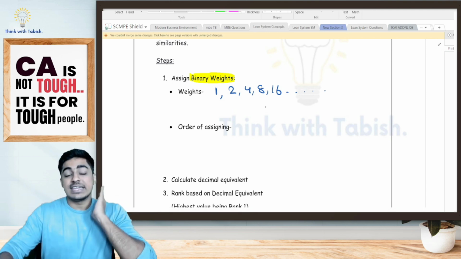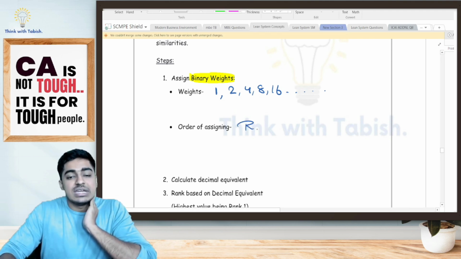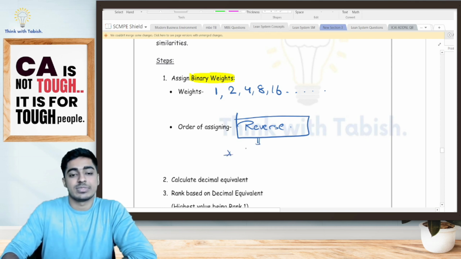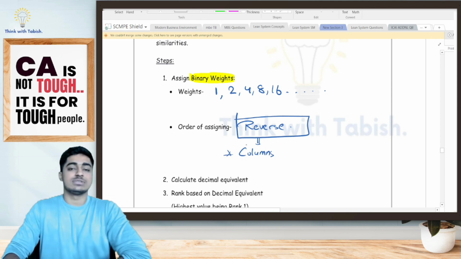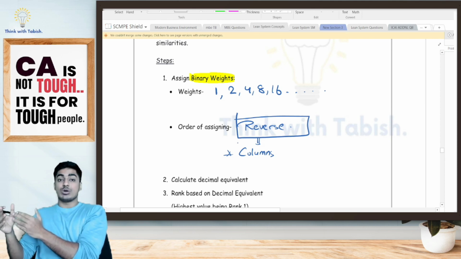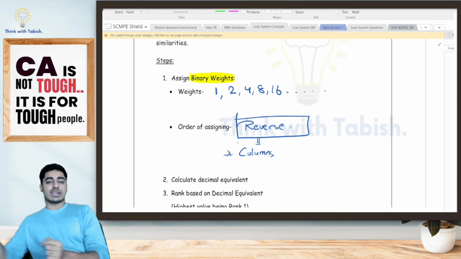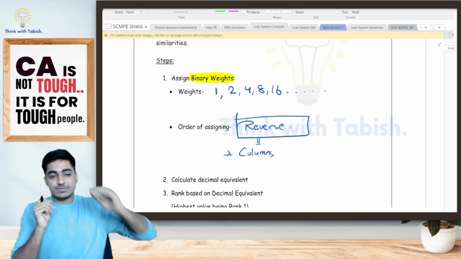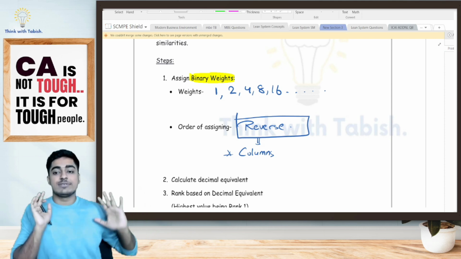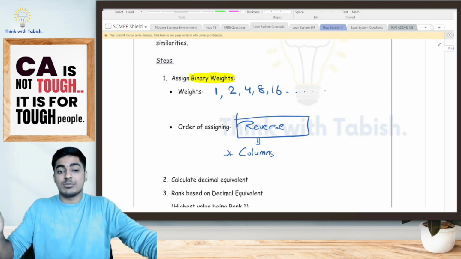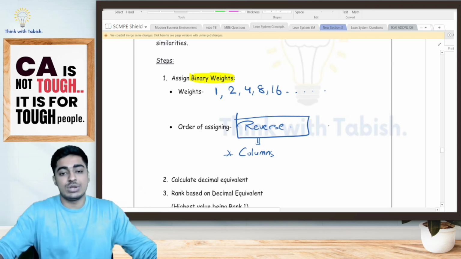Now, the order of assigning. What is the order of assigning, students? It is going to be reverse. What does this reverse mean? We have these columns. Where am I going to assign? Am I going to assign from left to right or from right to left? How am I going to assign for my columns, students? It is going to be reverse order. Generally, we write from left to right. But here, when I am going to assign, it is going to be right to left.